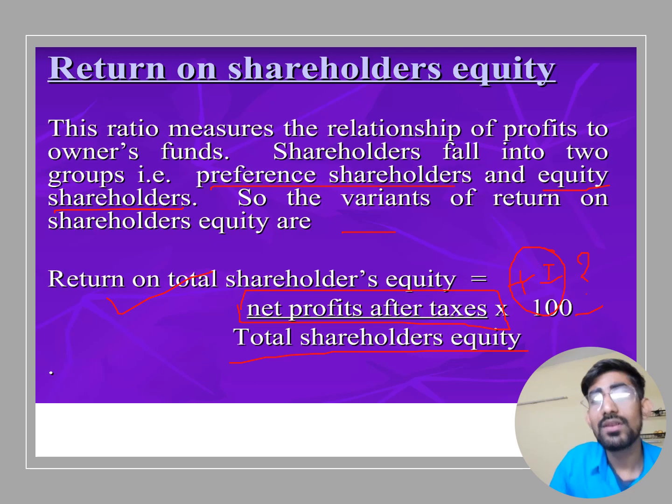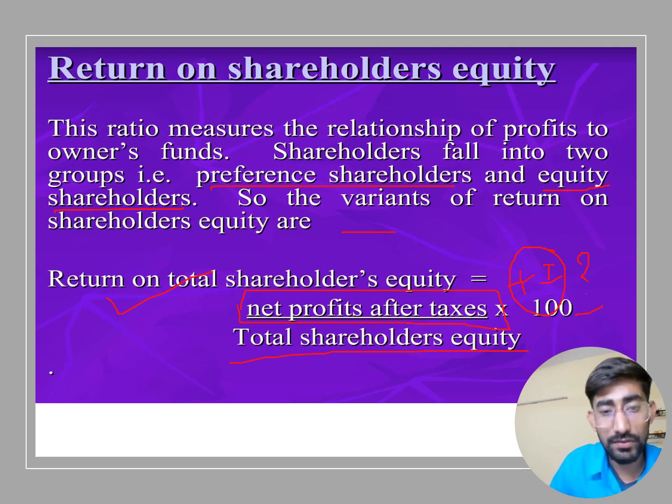Because as you know, we pay our interest before paying our equity shareholders or the preference shareholders, because it is a part of our indirect expenses. Then after paying the tax, it comes up to the total amount available for the shareholders. That is why we are not including our interest here.